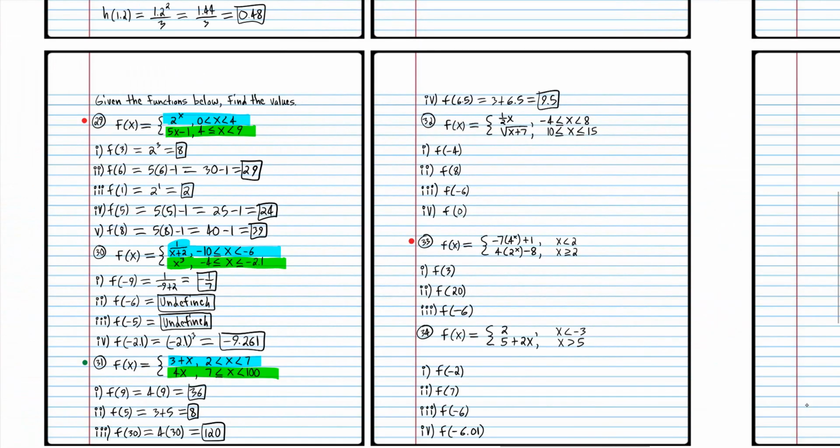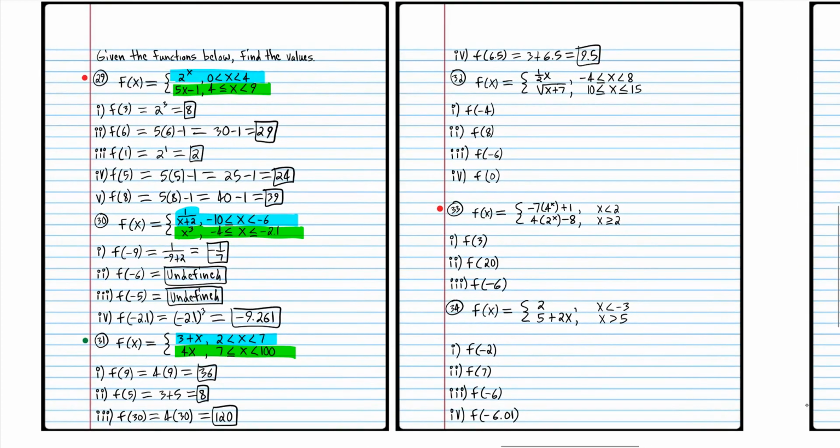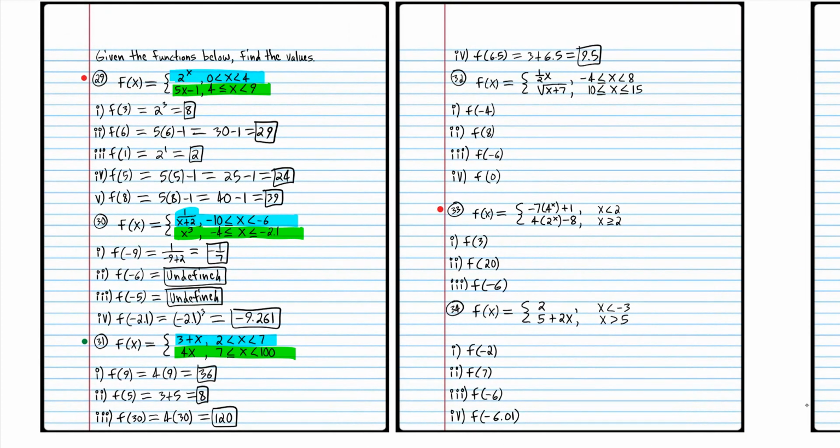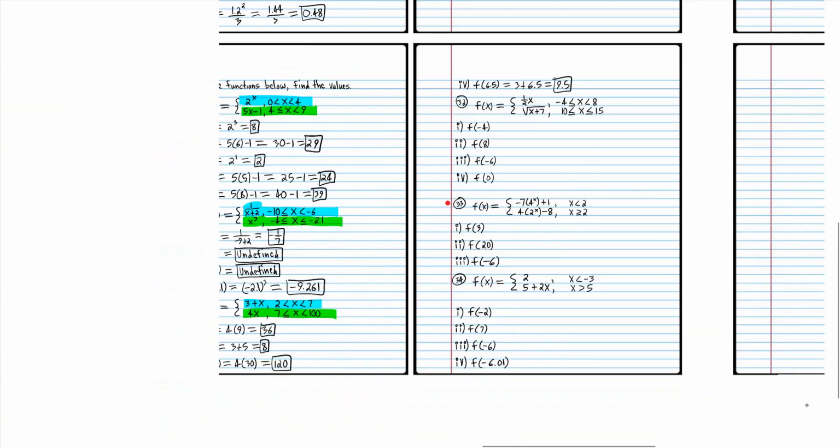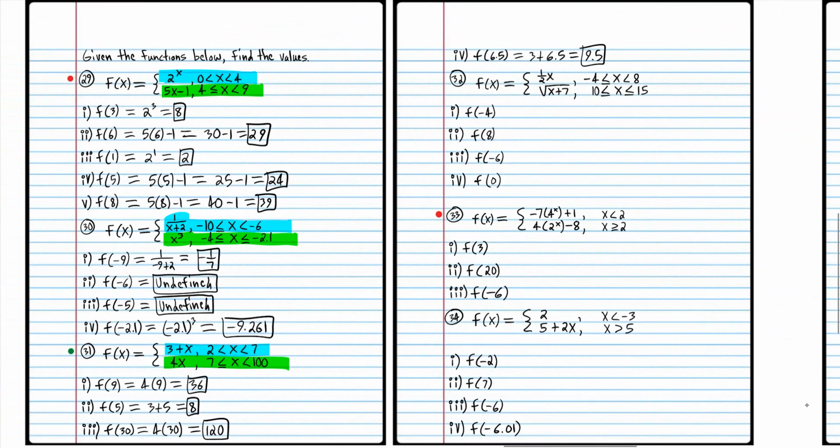Okay, I want you to try number 32. Number 32 is going to be a little tricky, so be careful. You can draw a number line if you want to help you, and write open dots or closed dots and fill in the intervals, anything you want to do to help you. So try number 32. When you come back, we'll do it together.